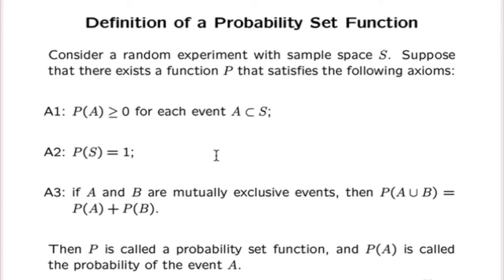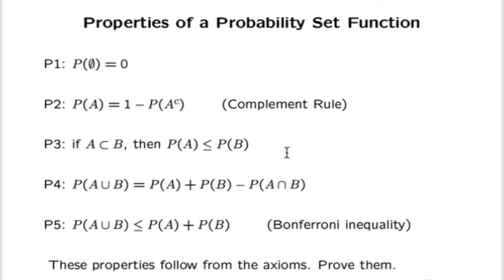But it shouldn't be a surprise then that if these axioms make sense for a probability set function, then the properties we come up with should be those same kinds of properties that we would get if we focused specifically on relative frequency probability or on classical probability.